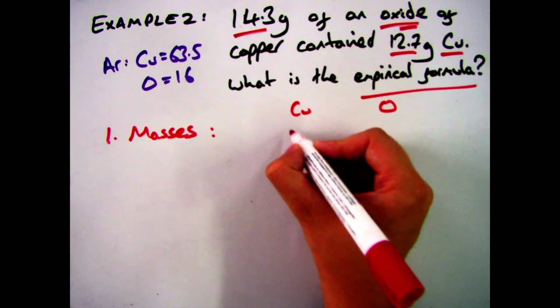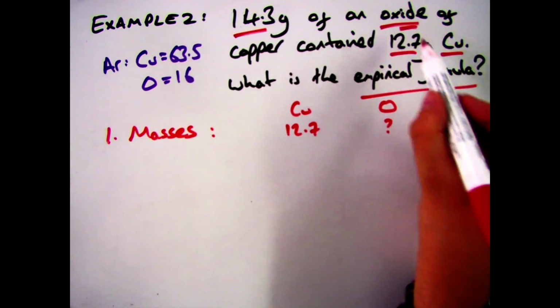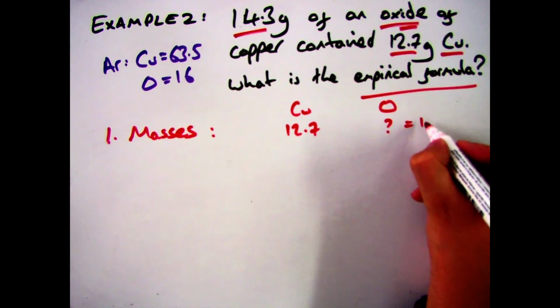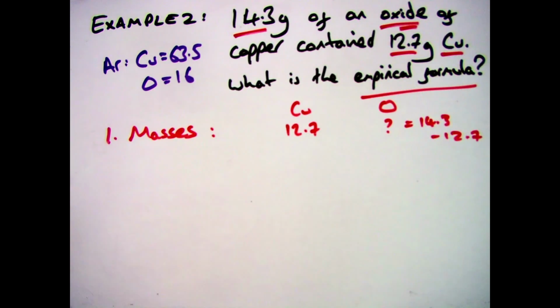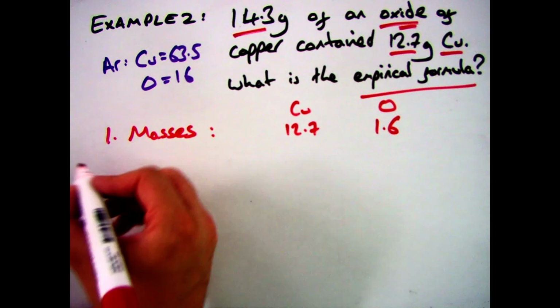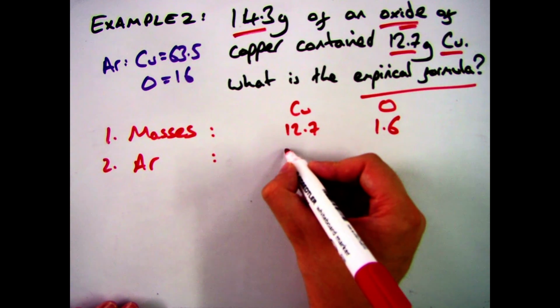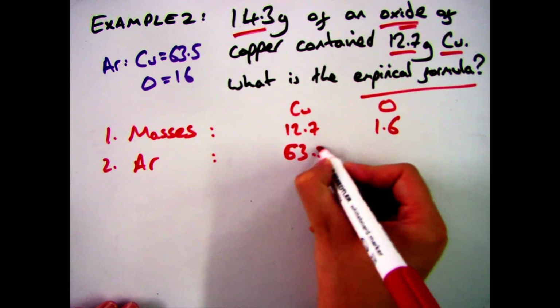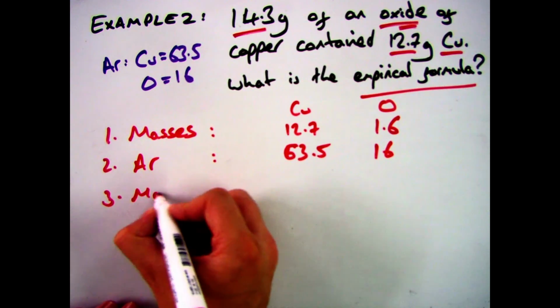So if we have a look at the masses, I have 12.7 grams of copper. It doesn't actually tell me my oxygen. That 14.3 is the total mass of the oxide. So therefore 14.3 take away 12.7 gives me my mass of oxygen. And that comes out to 1.6 grams. So the rest of the steps are exactly the same then. So write down the atomic mass underneath. So copper is 63.5 and oxygen is 16. From here on out everything is the same.